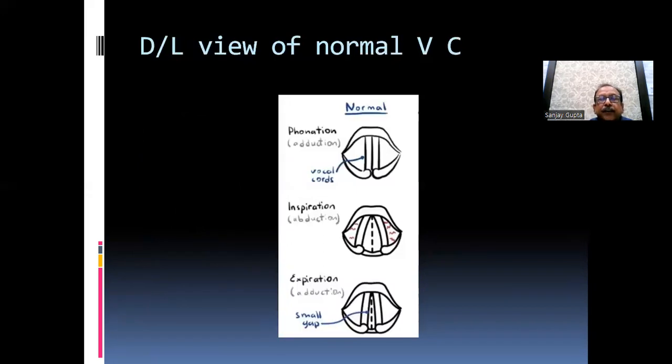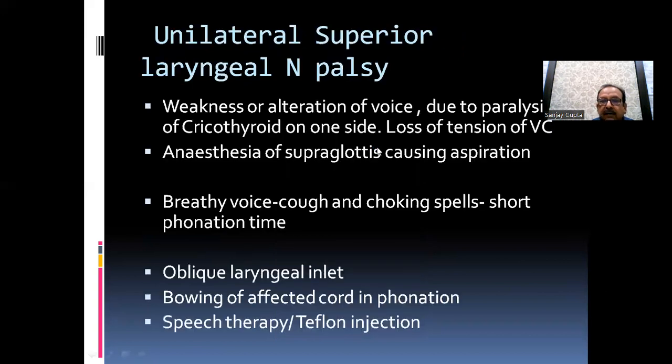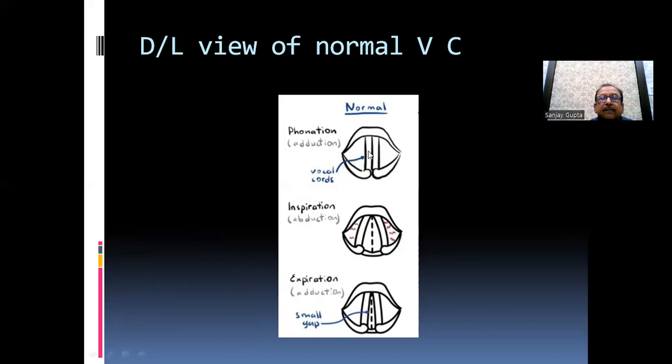Now let us see a few pictures of how a normal vocal cord looks in direct laryngoscopy view. This is a normal larynx you are seeing through direct laryngoscopy. This is the right cord and this is the left cord. This is anterior and this is posterior. During phonation, you can appreciate that both the cords come and meet in midline.